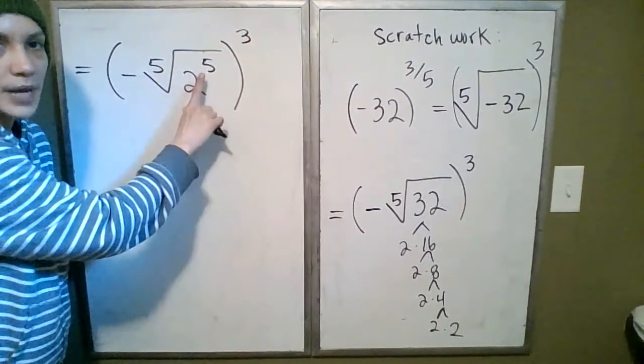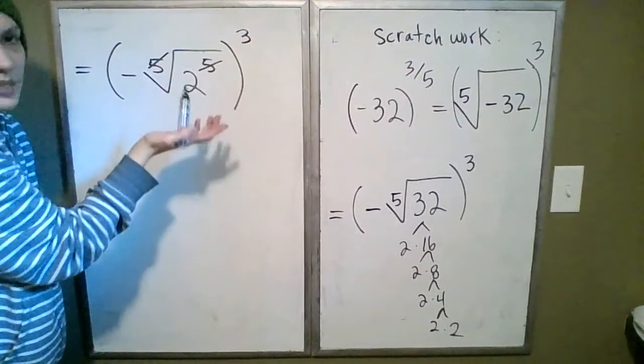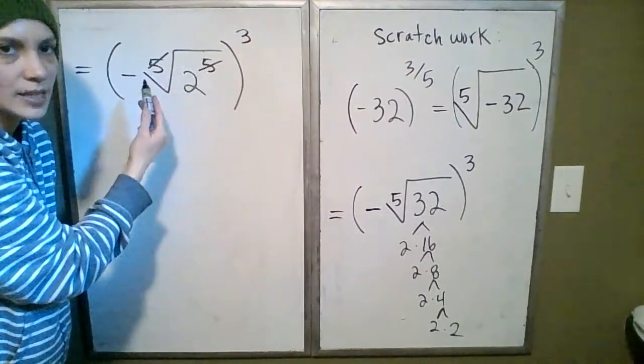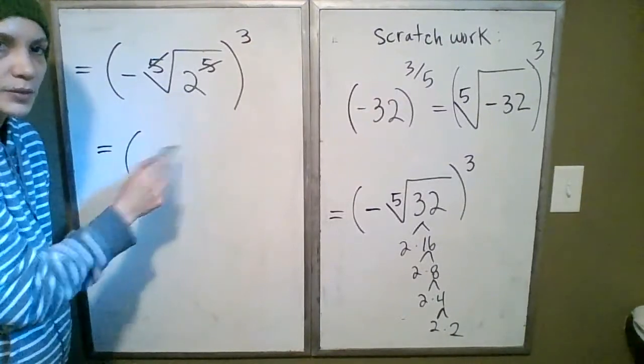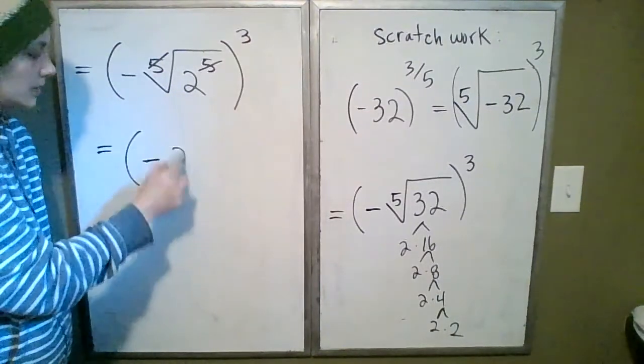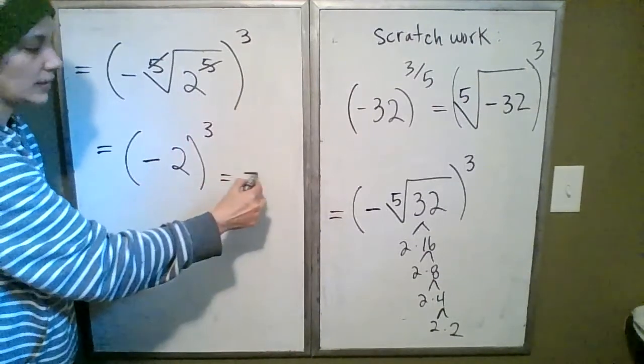Then the root and power match. So we're going to have 2 right here. I've seen some students do that to help show that what's left is 2. There's a negative sign up front. And then a cube. So we'll get negative 8.